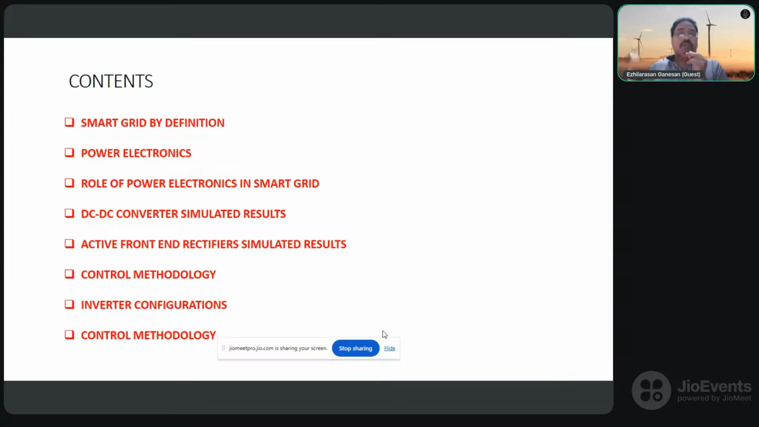Okay. So based on this, I have framed the contents as: first we will see what is smart grid by definition, then what is power electronics, then the role of power electronics in smart grid, then we'll go to DC-DC converter simulated results, then active front-end rectifier simulated results, control methodology, and inverter configurations, control methodology. So we are going to deal with 3 converters, that is DC-DC converters, active front-end rectifiers and inverters in power electronics.